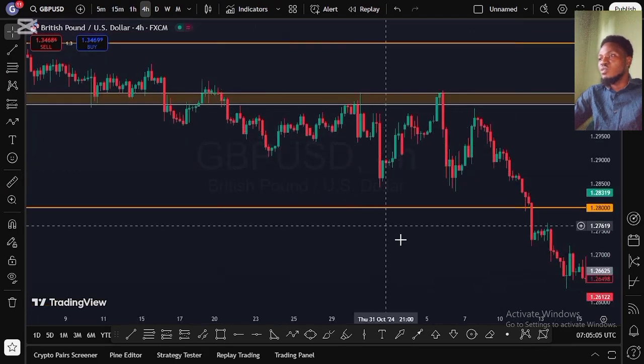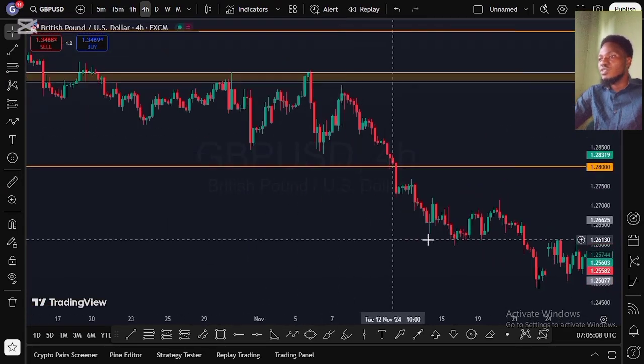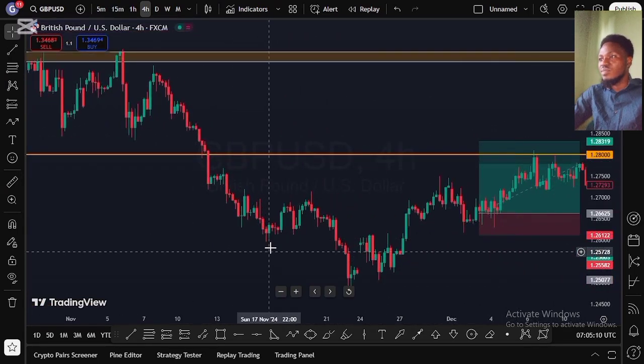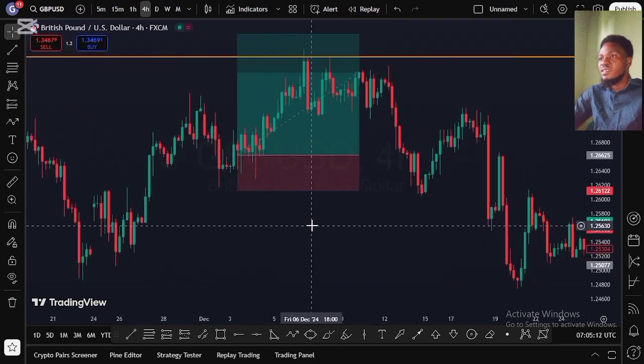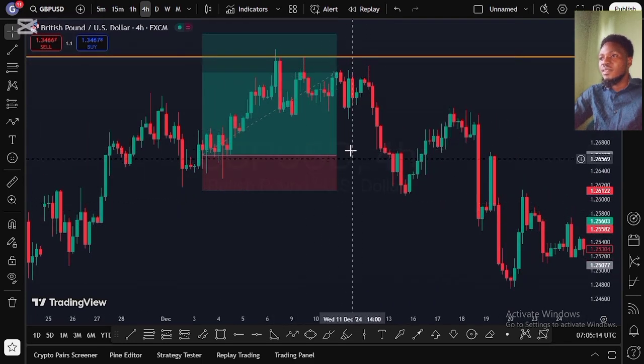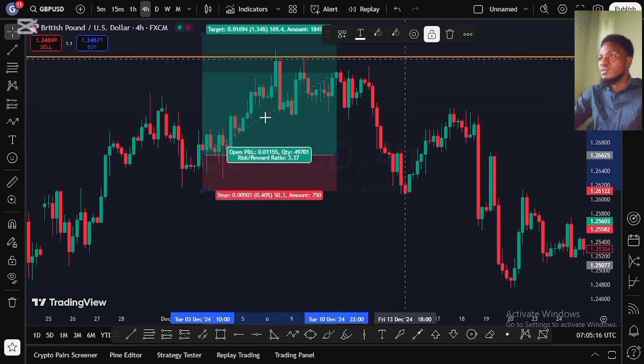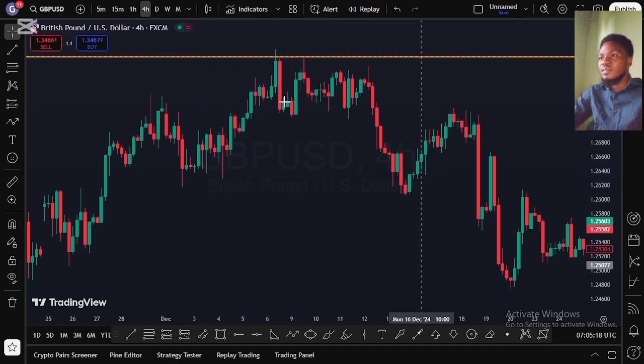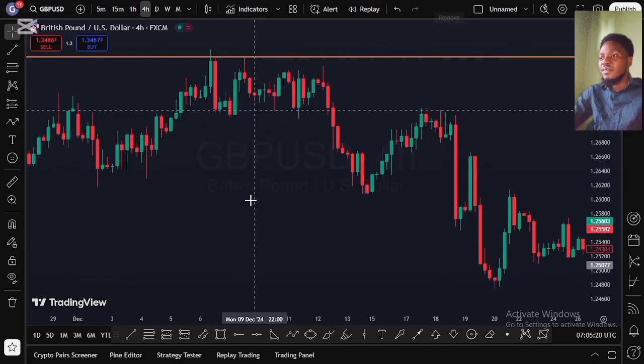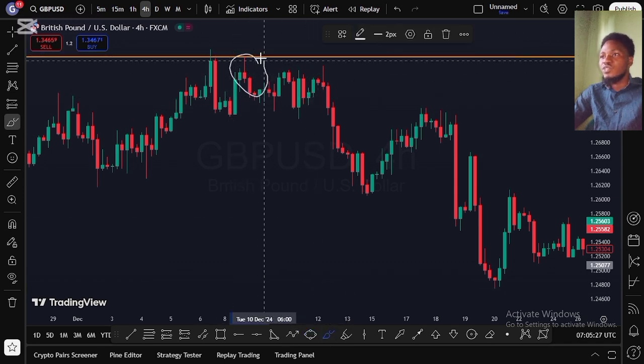Okay, so let's look for a shooting star example. Well, this is it, right here. Okay, let me take this off. This is the trade I took back then. This one, a shooting star.